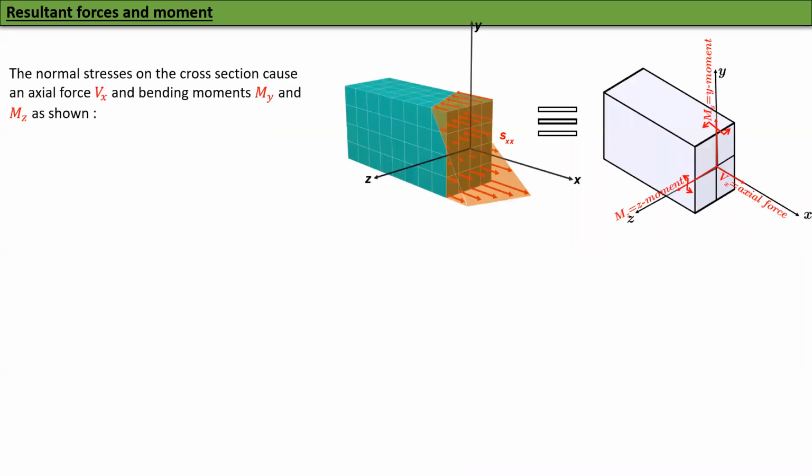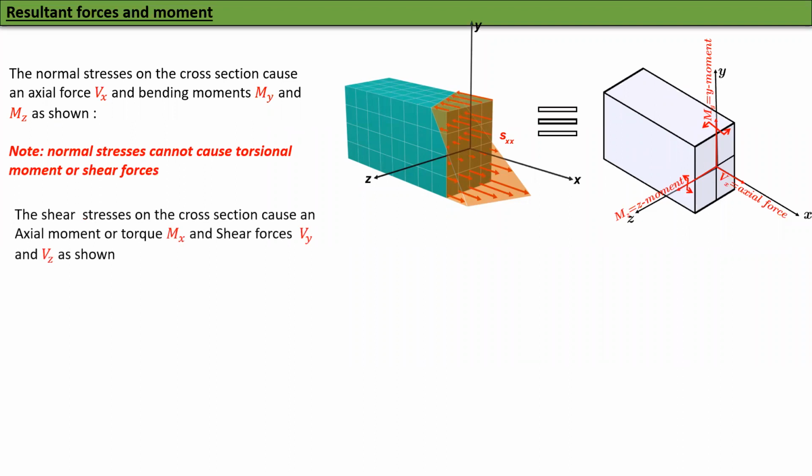Okay, so what happens because of this? The resulting force will cause axial force, bending moment in the z direction, and bending moment in the y direction. So remember that normal stresses will cause two bending moments and one axial force. Normal stresses cannot cause torsional moment or shear forces. They can only cause axial forces and bending moments.